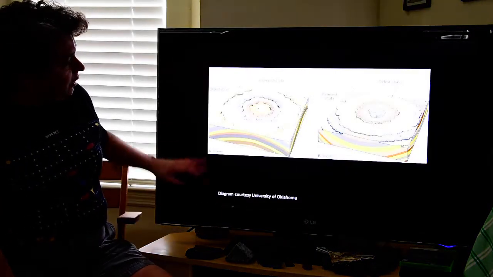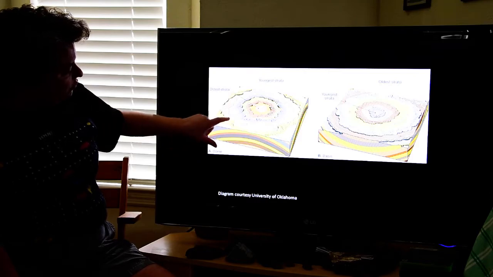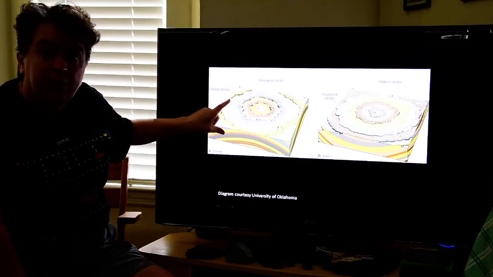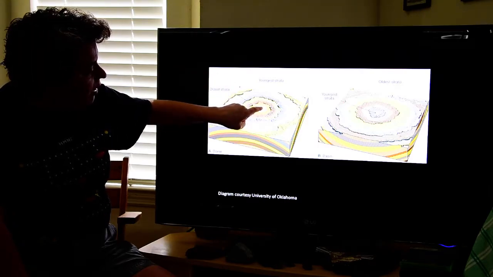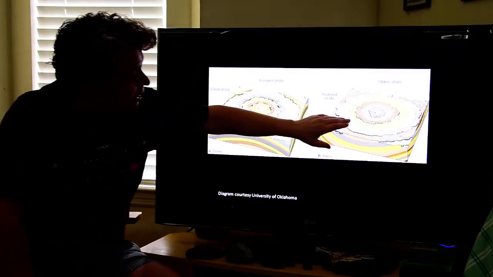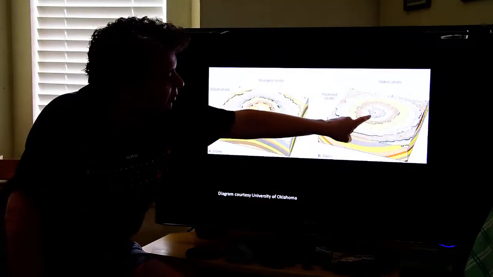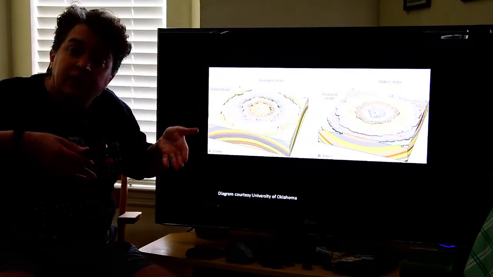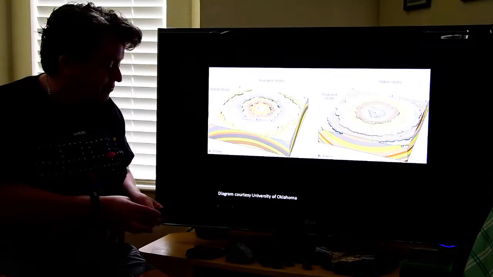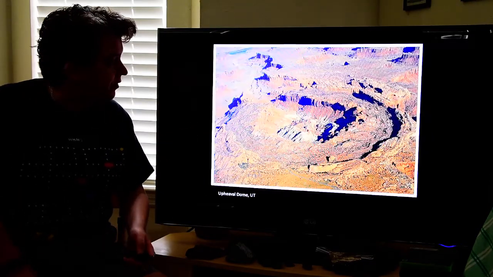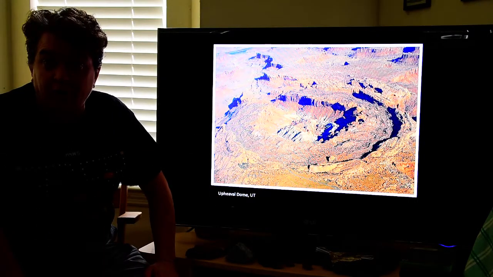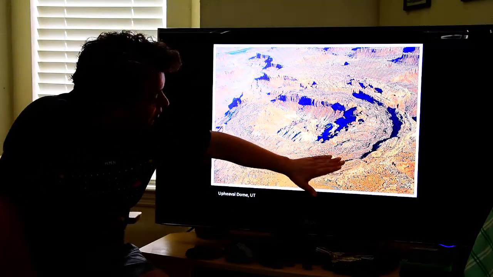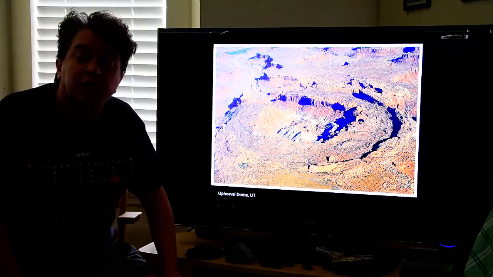So what we're seeing here in these block diagrams, we have our structural dome here. You can pay careful attention to these little strike and dip symbols indicating all the rocks are dipping away from this central part. Here, this is the basin. There's the center, and you can see all the little strike and dip symbols indicate the rocks are tilted inwards towards that central point. And this is a real structural dome. This is Upheaval Dome in Utah. There's the central point, and all of these rocks are tilted away from that central point.